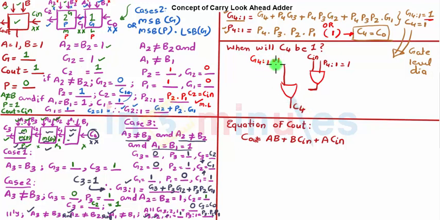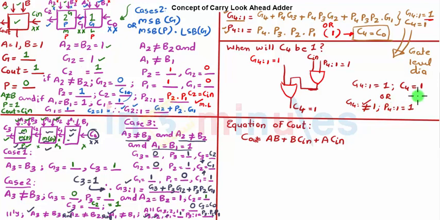So if G4 to 1 is equal to 1, your C4 is equal to 1, or your C4 would be nothing but, depending on the value of P4 to 1, it will depend on Cin. So this is nothing but a simple gate level diagram which we are going to do with equations also for the carry look ahead adder. I am repeating this. If G4 to 1 is equal to 1, my C4 is equal to 1, or G4 to 1 is not equal to 1, it can be that P4 to 1 is equal to 1.